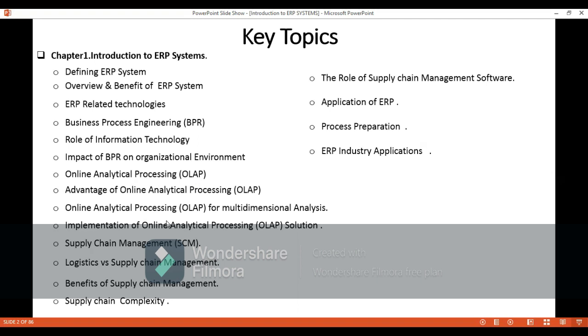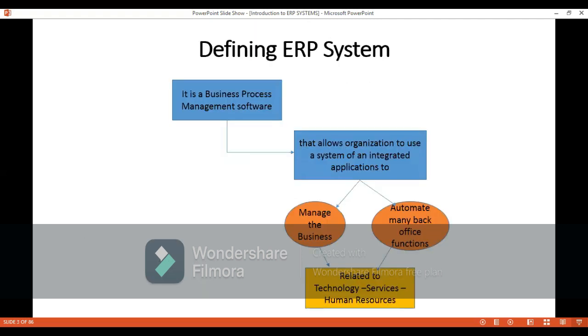As well, we're going to be looking at OLAP solutions, supply chain management and logistics versus supply chain management, benefits of supply chain management, and the complexity of having supply chain management in place. As well, the role of supply chain management software inside the ERP system, application of ERP, process preparation, and ERP industry applications.